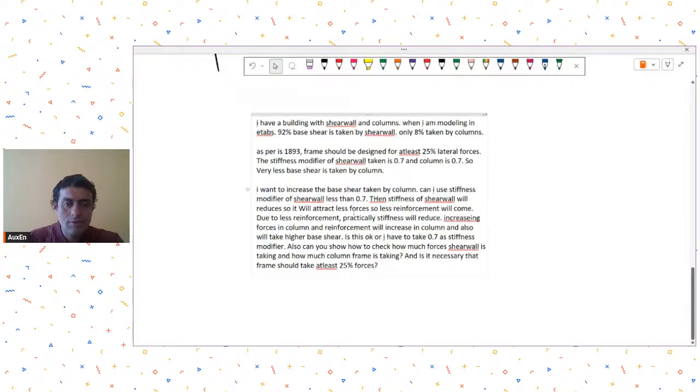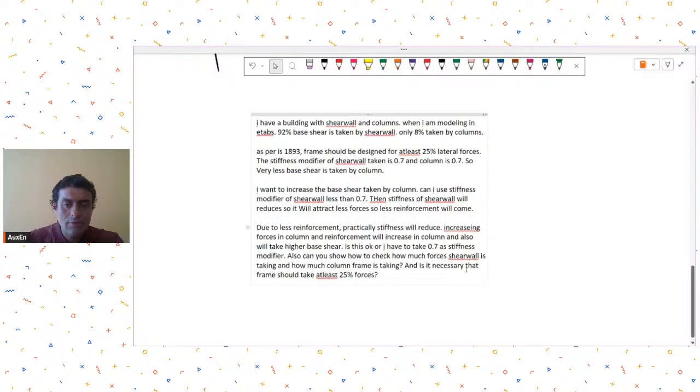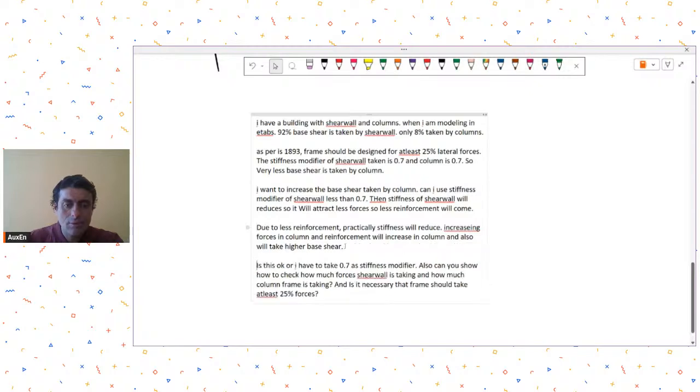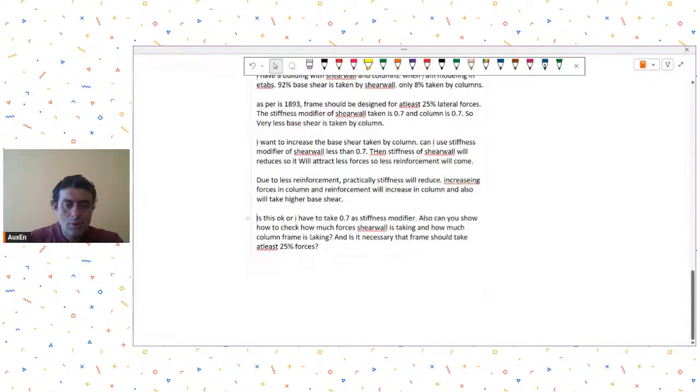Then stiffness of it will attract due to less reinforcement. Practically similar, increasing forces and also take higher base shear. Is this okay, or I have to? Also, can you show how to check how much forces shear wall is taking and how much columns is taking? And is it necessary that frame should take?